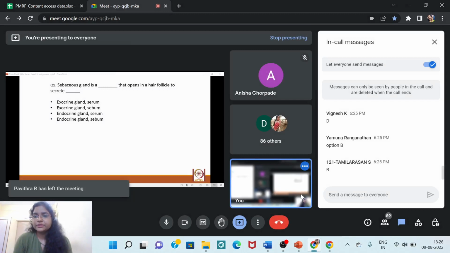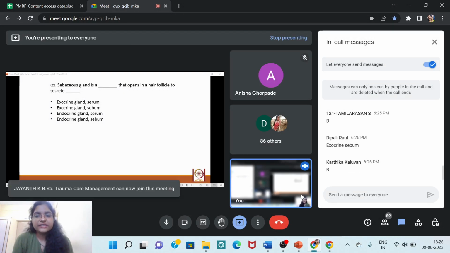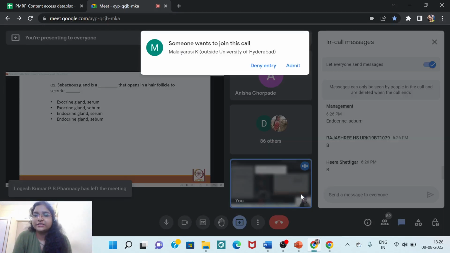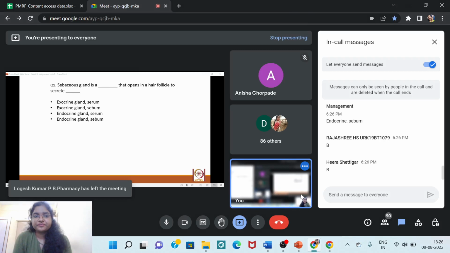Okay, we are writing option B, exocrine gland sebum. Is it the right answer? Some are writing endocrine gland sebum. So is it exocrine or endocrine?